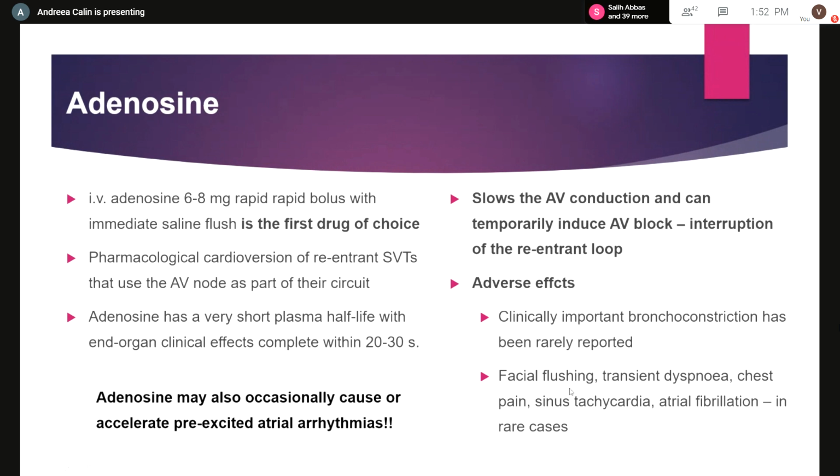It can provoke a sensation of chest pain, transient dyspnea, and facial flushing that can be impressive in some patients. And also, in rare cases, it can lead to atrial fibrillation.